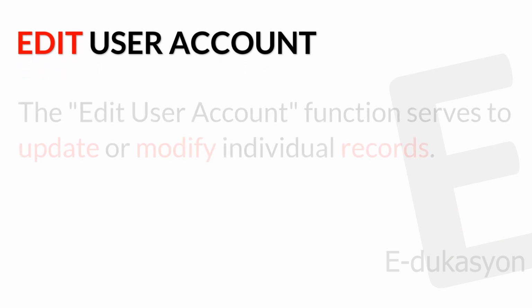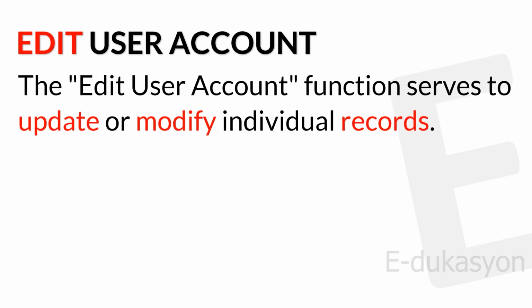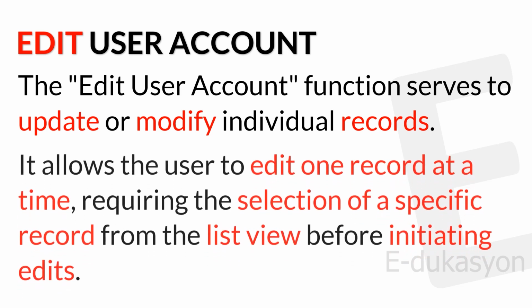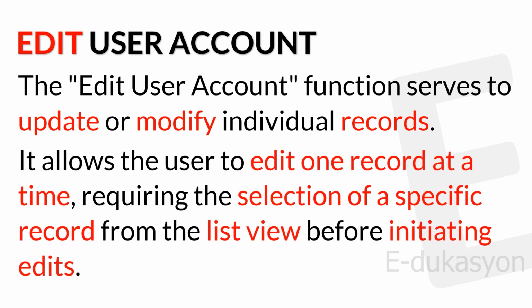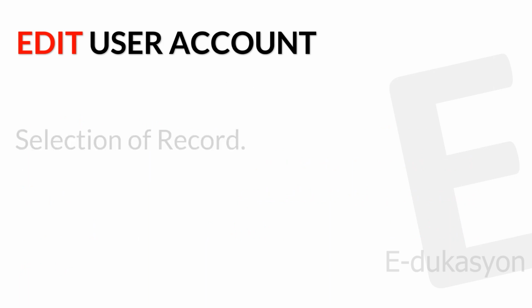The Edit User Account function serves to update or modify individual records. It allows the user to edit one record at a time, requiring the selection of a specific record from the list view before initiating edits. Here's how the process unfolds.